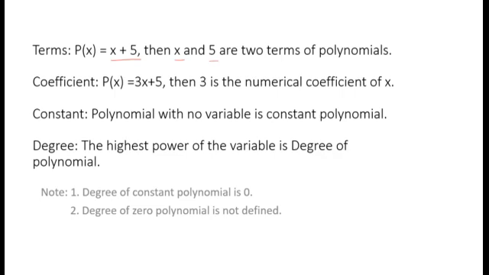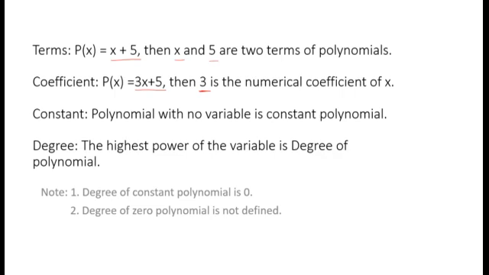Next, what you will see is coefficient. If I talk about this polynomial 3x plus 5, for 3x there is a numerical coefficient 3. But we need to understand that we will have so many coefficients, one for each and every term.